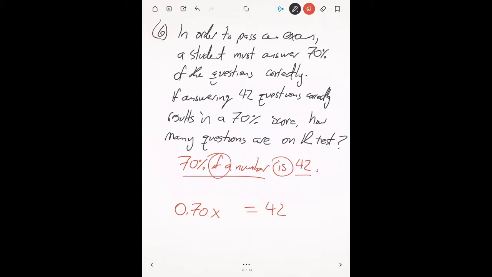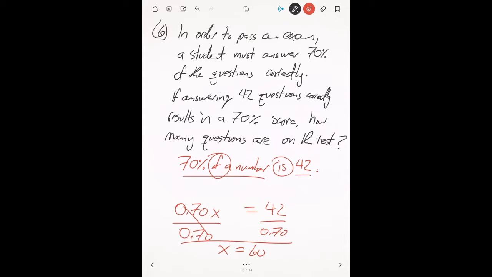We don't know what that is. So if we take 70% of this large quantity, we should get 42. So let's divide by 0.70. We're going to get X equals 60. So that means that there are 60 questions on this test. And if we took 70% of 60, that means we have 42. Okay, hopefully these are starting to make sense. You're feeling comfortable with writing the sentences and writing these types of setups.